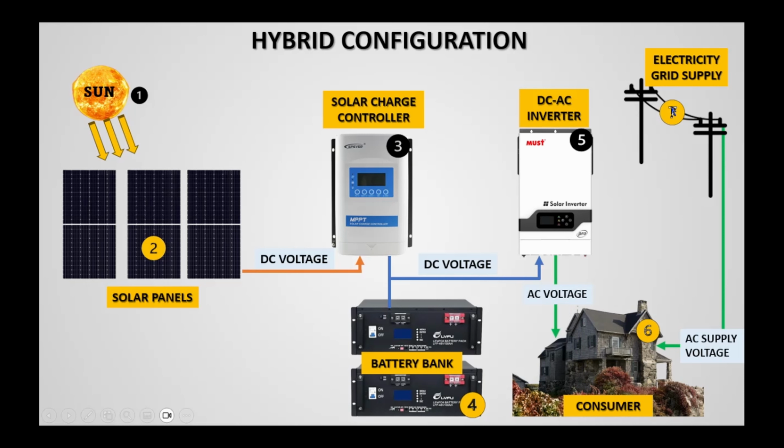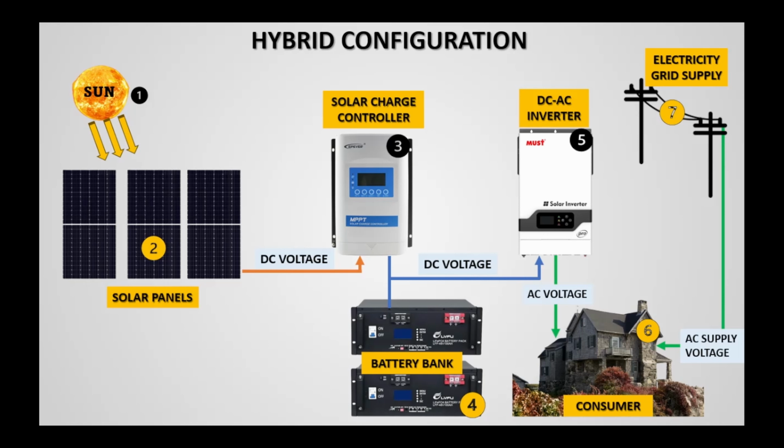On top of that, we have the electricity grid that supplies the same AC voltage that comes from your solar inverter. So in case the grid is not available, you use the power that comes from the battery bank. And in case you exhaust all the power you have in storage, you still have the AC voltage supply coming from the electricity grid. That's basically all about the different configurations of a solar power system. Depending on your needs, you can then decide which one works better for you.